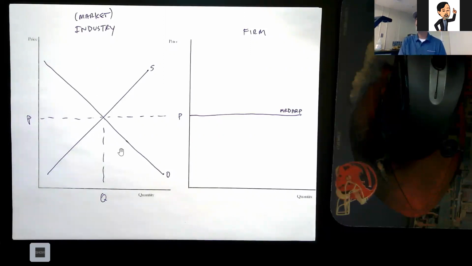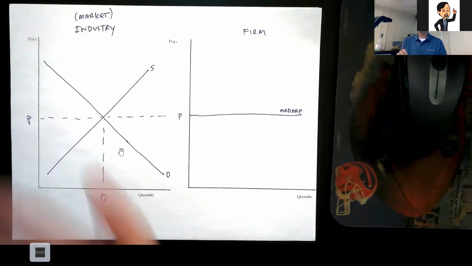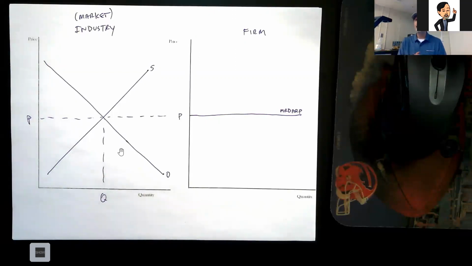That's why he's our friend. It represents people's willingness and ability to buy. That's why it's the demand curve. It represents the value of sale of each additional unit. It represents the average of every unit sold.